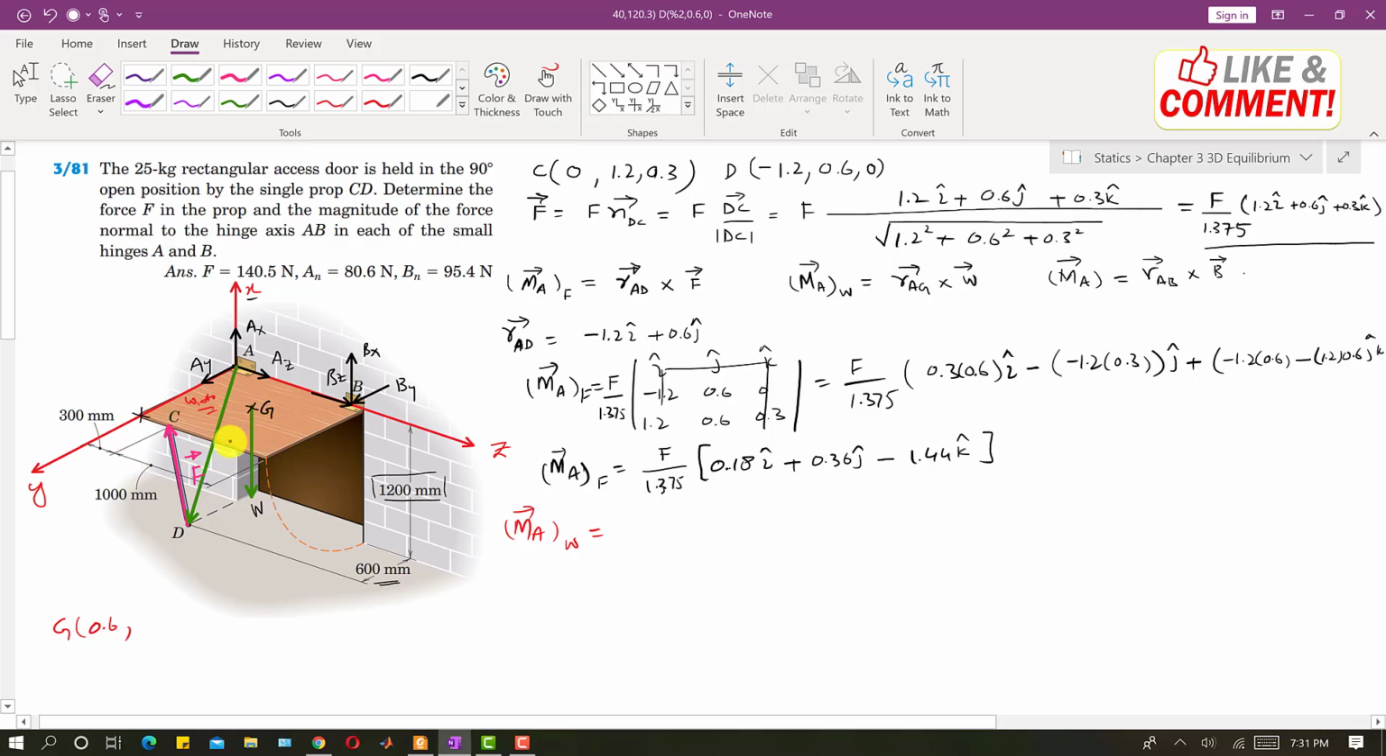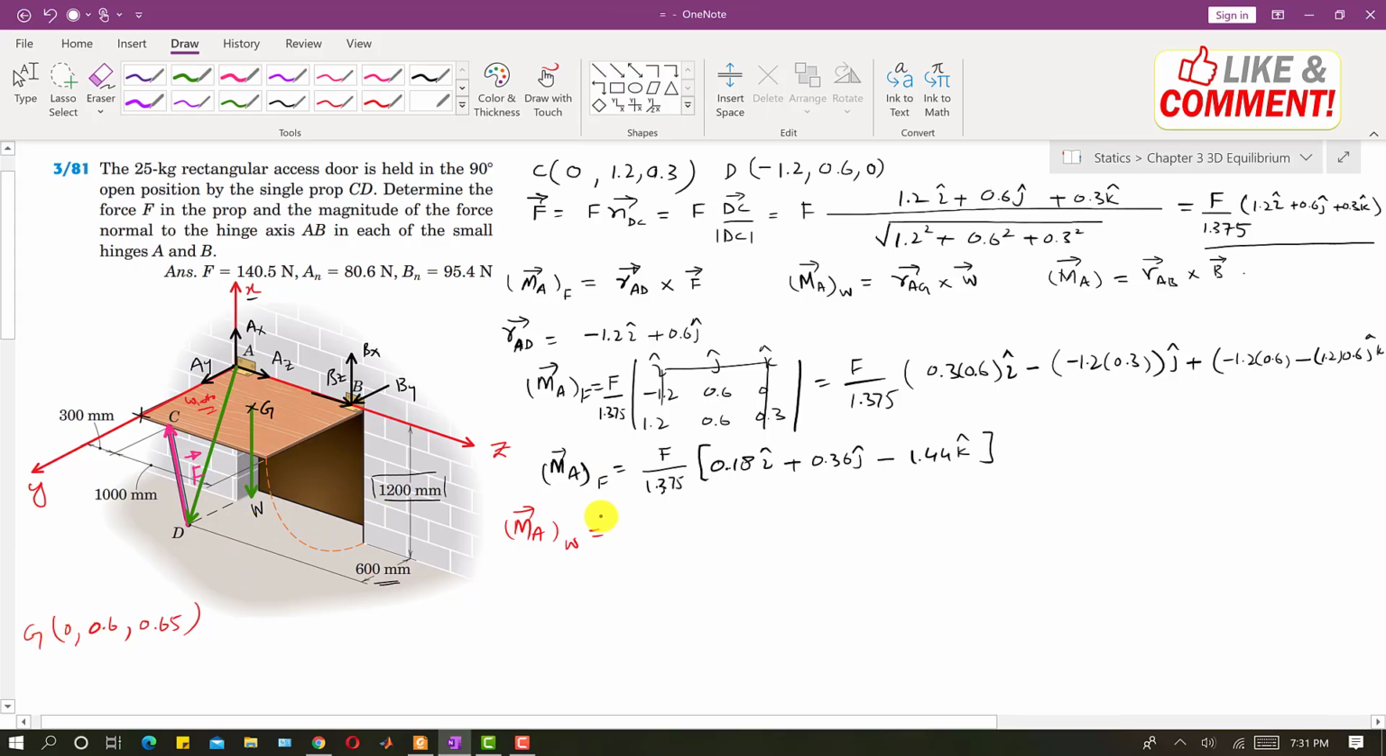So the total length of this door is 100 plus 300, so this is 1300. So 1300 divided by 2 is 0.65 along z, right? And since this point G is in the YZ plane, there is no need to travel along X, right? So this 0.6 is along Y, and this is along Z, and there is no need to travel along X. So these are the coordinates of point G.